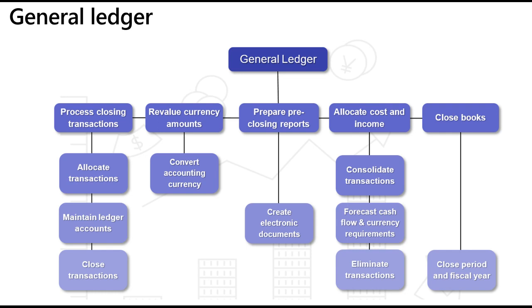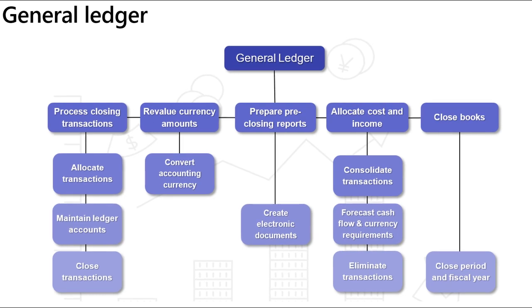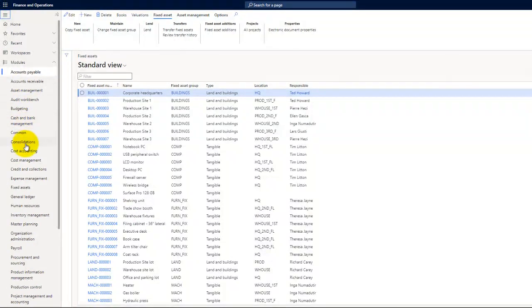The financial reports that are available out of the box in finance and operations can be run at any time. These reports provide many additional benefits, such as the ability to drill down to all companies and dimensions. So here let's have a look at the general ledger within Dynamics 365. So here we have general ledger.